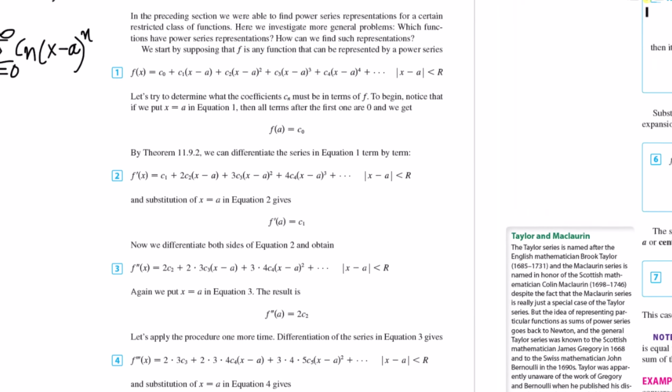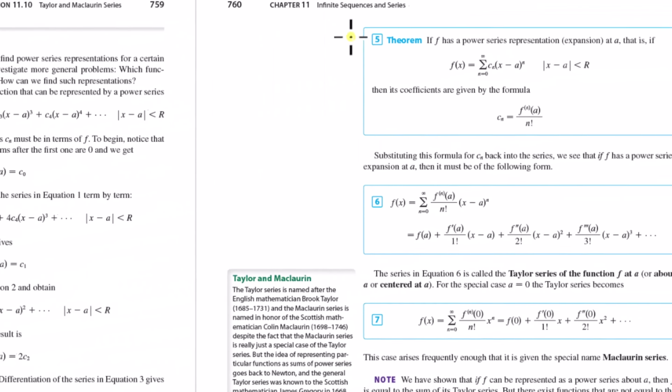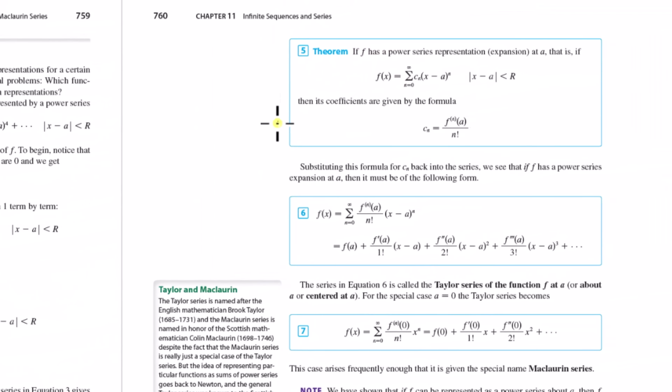Okay, so now if we come here, this theorem 5 sums all of this up into like a theorem package. It says if a function f, that's like f of x, has a power series representation at the center point a, that is, f of x is equal to this power series with this radius of convergence, then the coefficients are going to be given by this formula here.